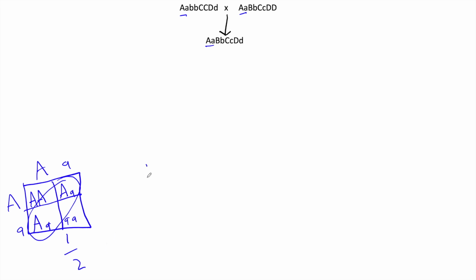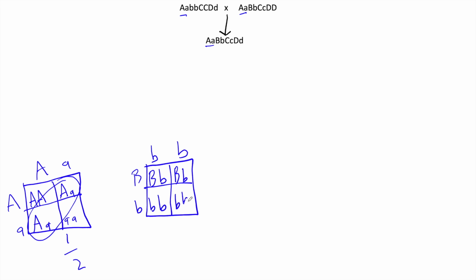Then I do the same thing for the B's. I have one parent who is two little b's. The other parent is big B, little b. Fill out the Punnett square: big B little b, big B little b, little b little b, little b little b. And I ask, what's the chance I have a kid who's a heterozygote, big B, little b? Well, that'd be 2 out of 4, or a 1/2 chance.